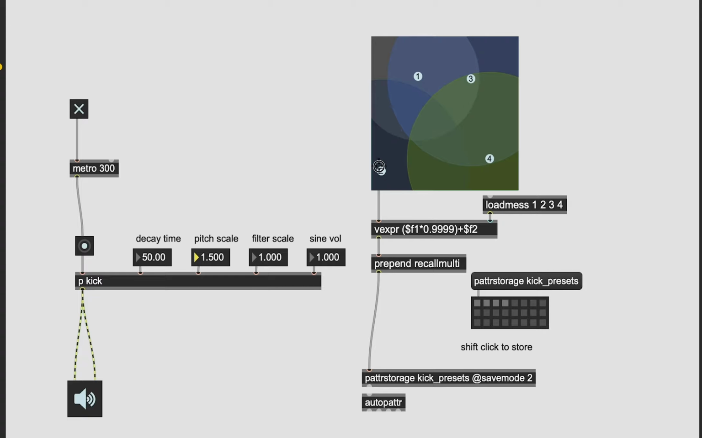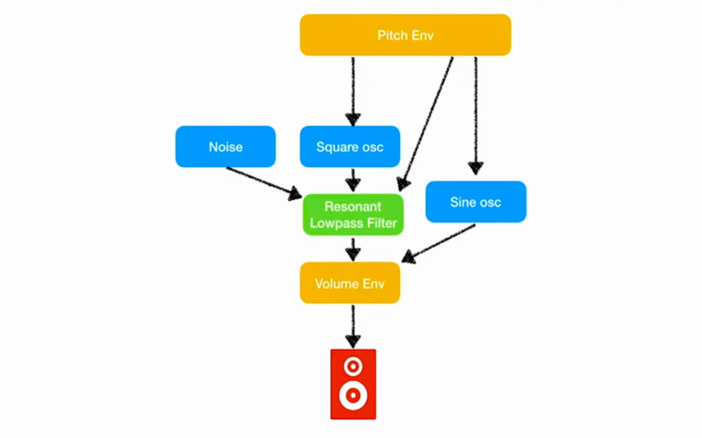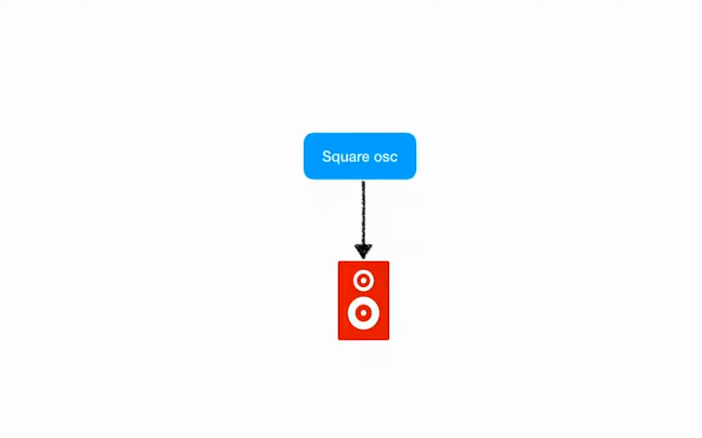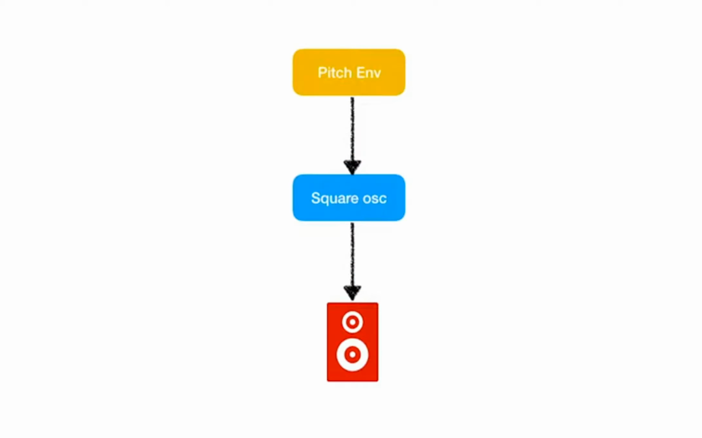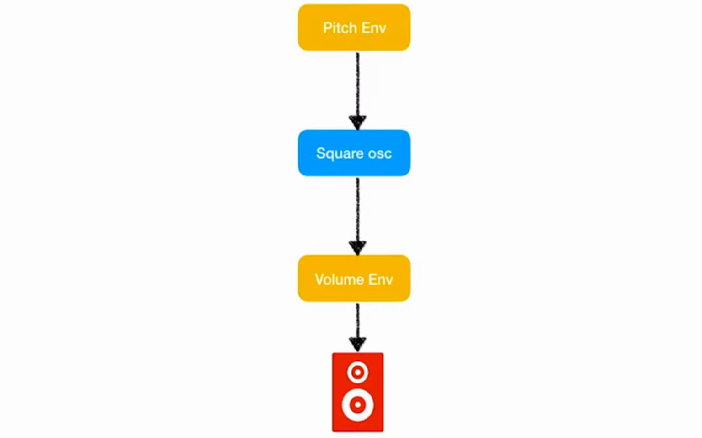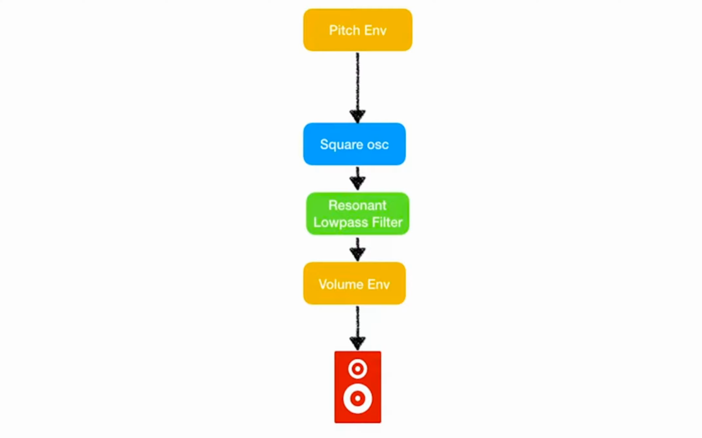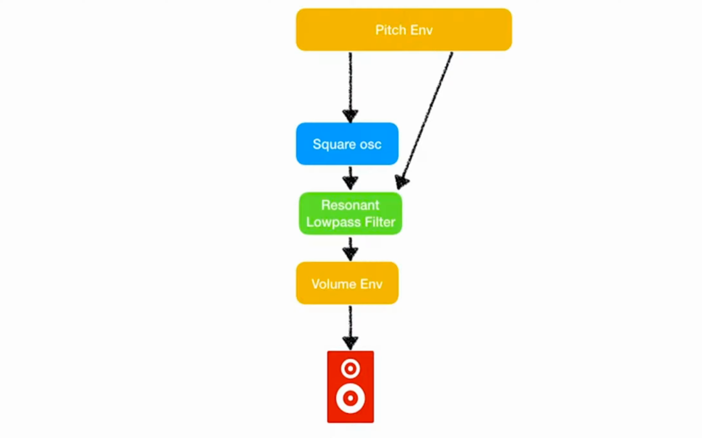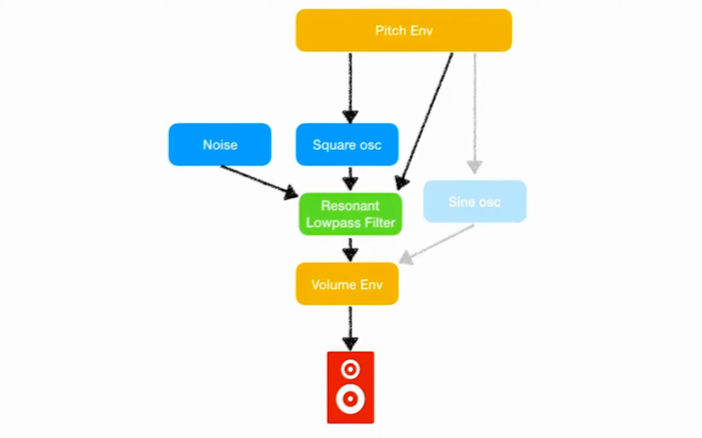First up is the kick drum. Let's have a quick gander at the structure of the kick drum that we will build. We start with a square wave. Give it a sharp pitch envelope and add a volume envelope. Then we stick a filter in the middle and apply the envelope to that too. Finally we sprinkle in a bit of white noise and add a nice deep sine tone for good measure.